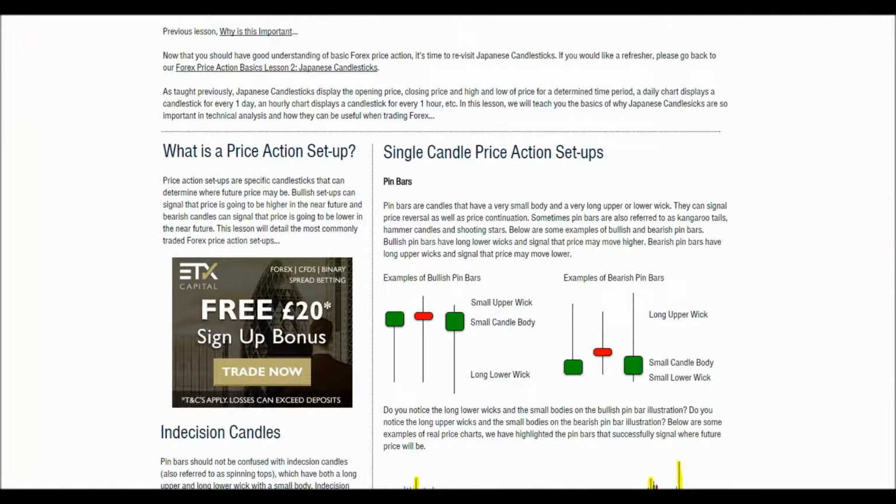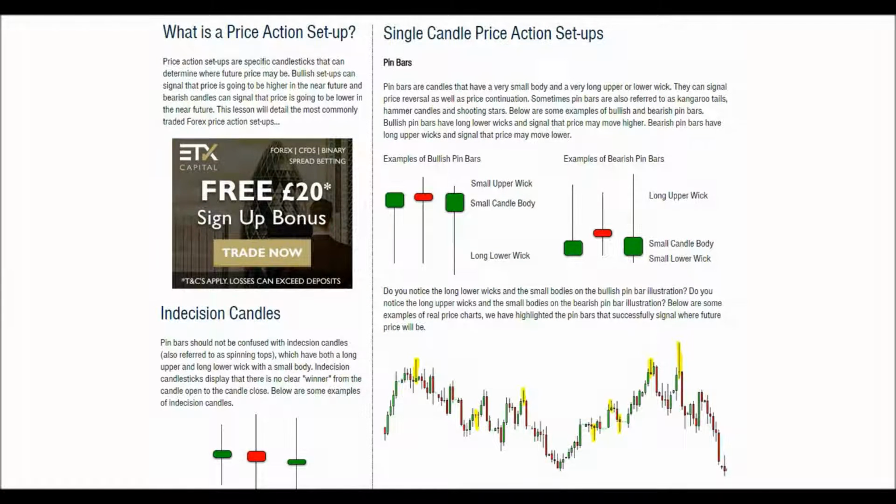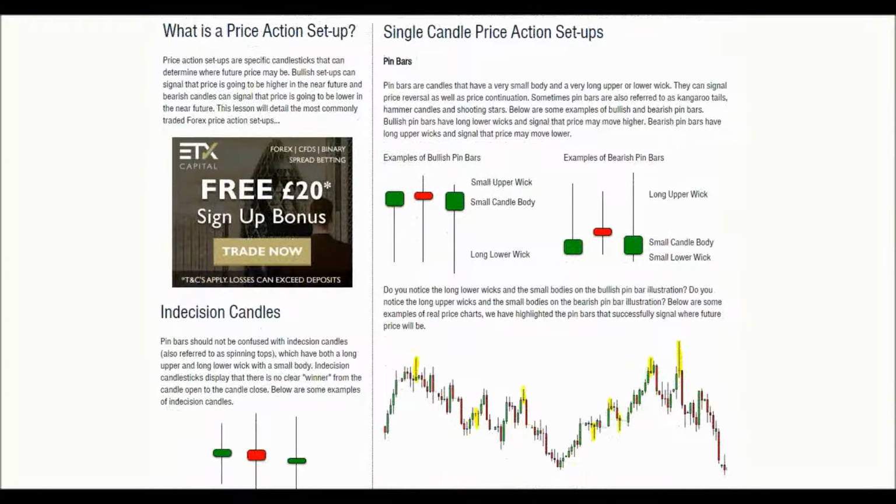So the most common price action setup is probably pin bars, and these are single candle price action setups. It doesn't matter what the previous candle looked like, it's just one candle. If it has a very long wick with a small body, this is generally referred to as a pin bar. Now with these pin bars, the wick generally has to be just one-sided. We can have a small wick on one side, but these are bullish pin bars, so these big lower wicks and small bodies. These are bearish pin bars. They have very long upper wicks and small bodies.